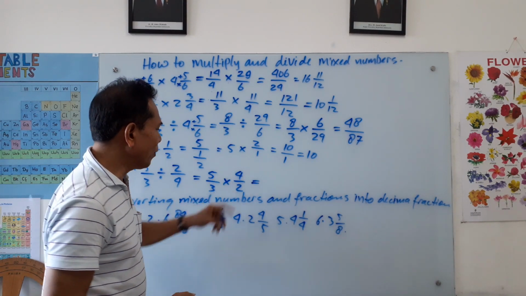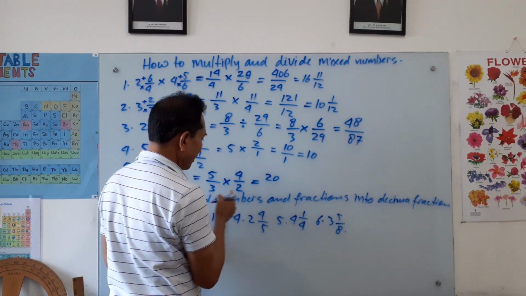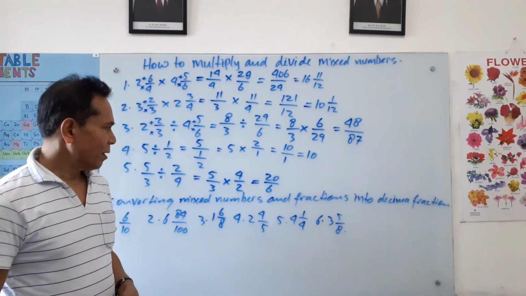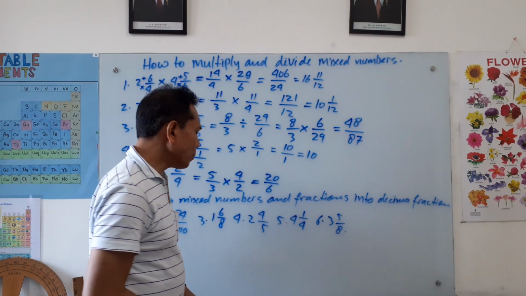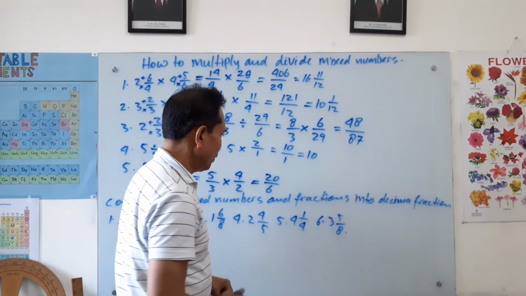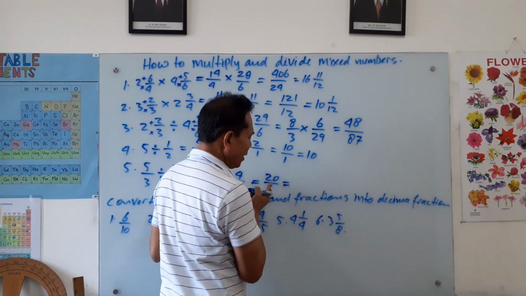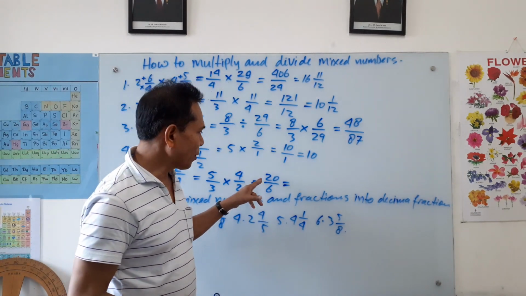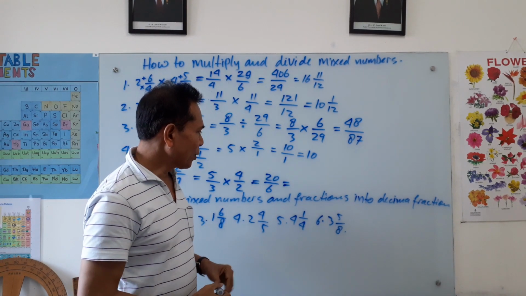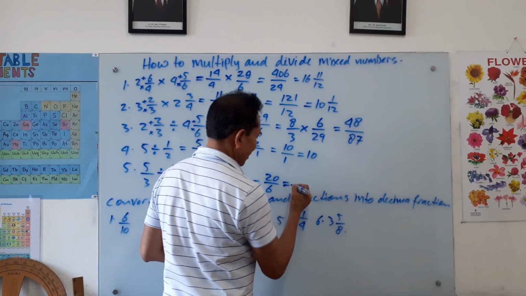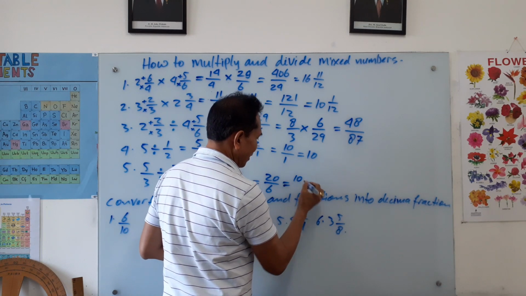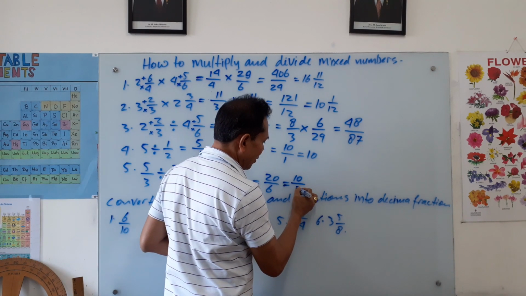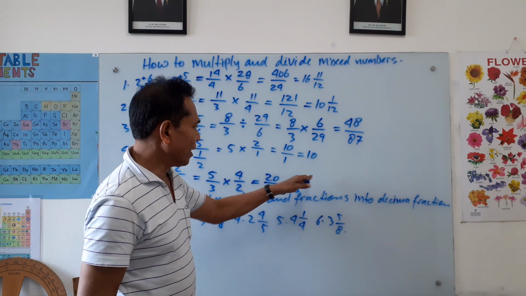So 5 times 4 is 20, okay? And 3 times 2 is 6. So 20 over 6. Now, can we simplify this? Yes, we can. We pick a number, then we can use it for both numerator and denominator. So if we take 2, 20 divided by 2 is 10, and 6 divided by 2 is 3. Because 3 times 2 is 6, and 10 times 2 is 20.